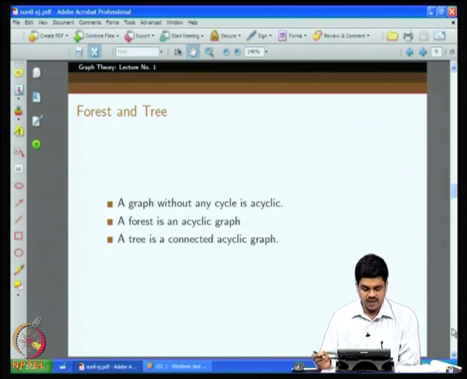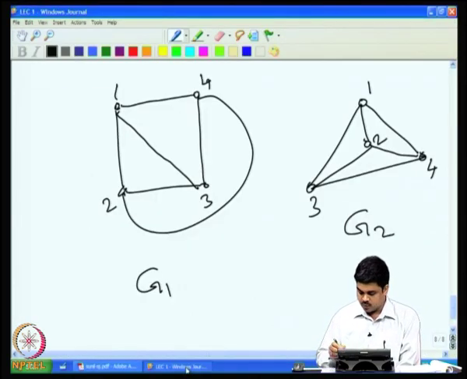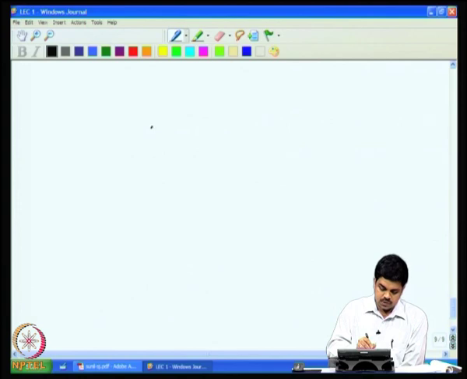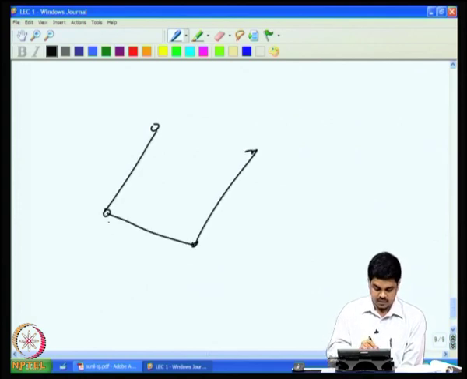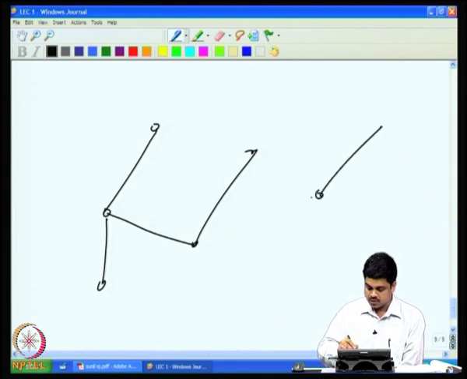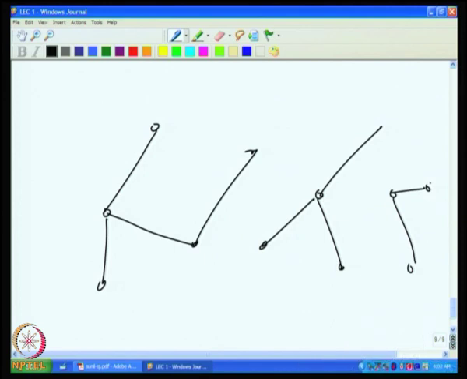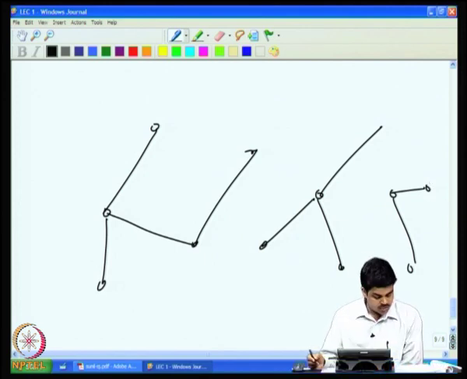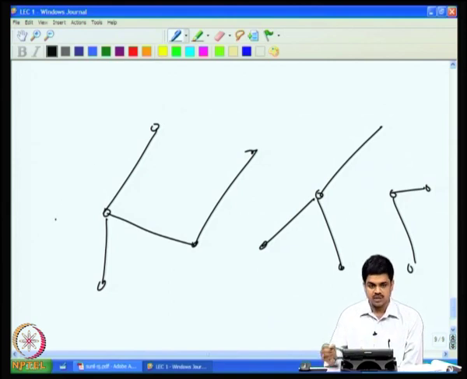So, how will a forest look? It may look like this; we cannot put a cycle, right. So, this is a forest. Here you see this is acyclic, but not connected. This is a disconnected graph.